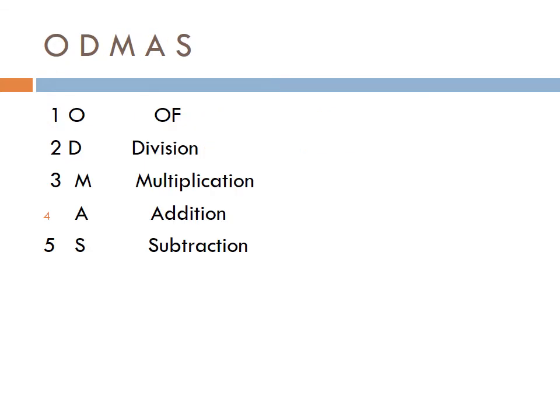O means of, D means divide, M means multiply, A means addition and S means subtraction. We have to follow the order. First of all, of, then division, after it multiplication, then addition, and in last we have to do the subtraction.